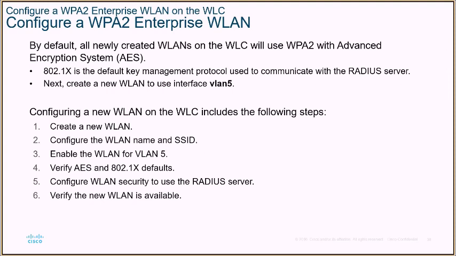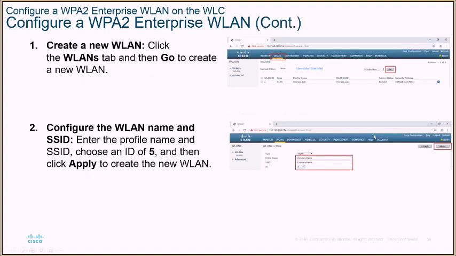So again, new wireless LAN, give it a name, an SSID, enable it for VLAN 5, and then you verify you've got AES and 802.1x as the defaults. You configure the security with the RADIUS server, and then make sure it's all working.